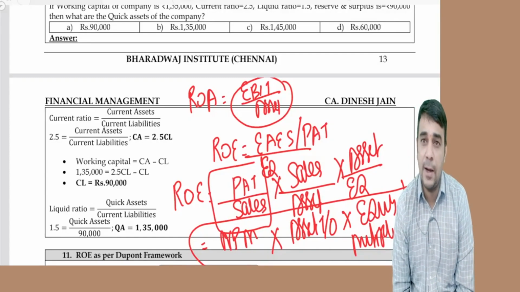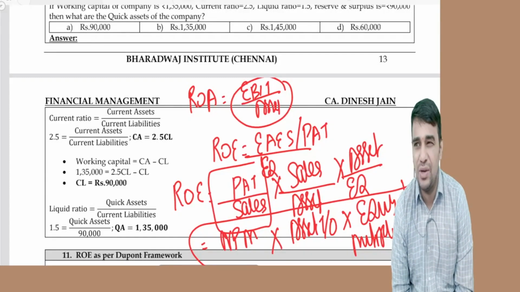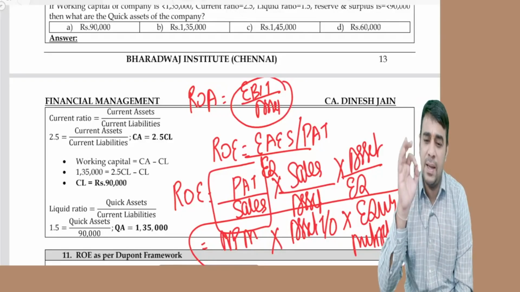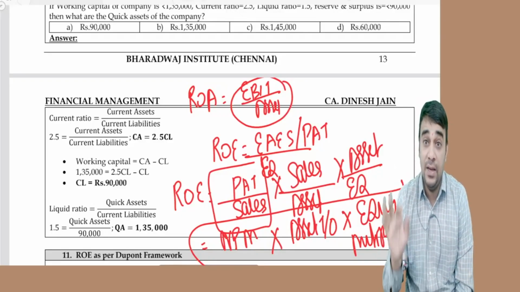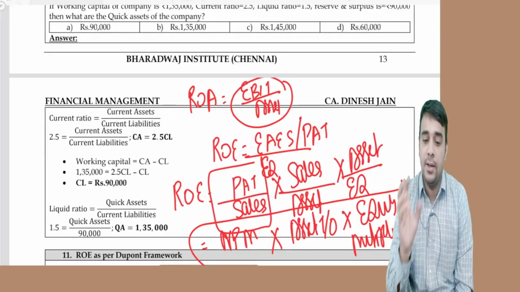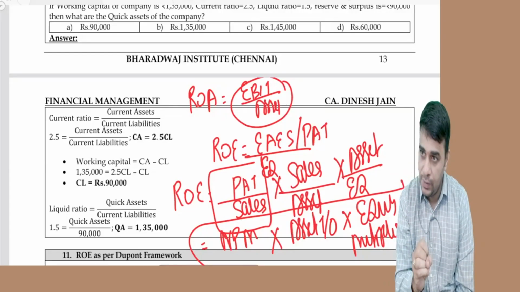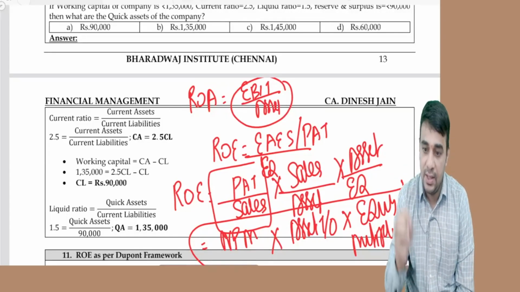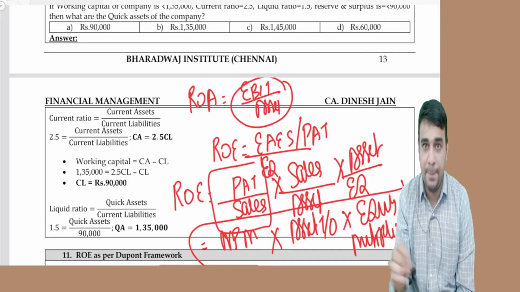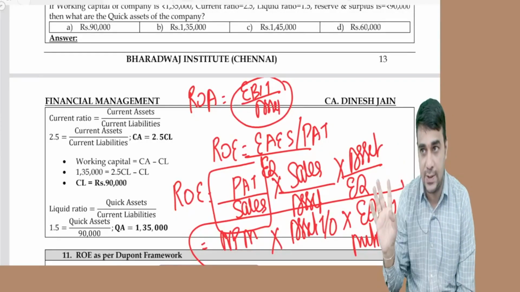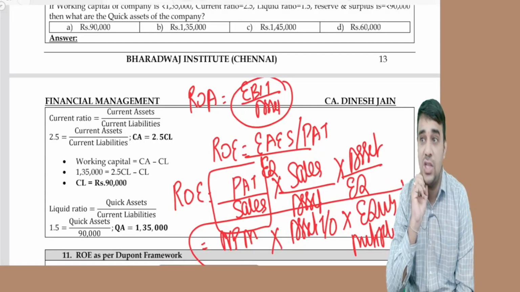So if a question says compute ROE and they don't use the word DuPont framework, the ROE formula is PAT by equity. If they say do as per DuPont framework, then you have to do PAT by sales first, then sales by asset second, third asset by equity, multiply the three and call it ROE. Will the number match the original formula? Yes. But if it's an MCQ, the original formula is okay.